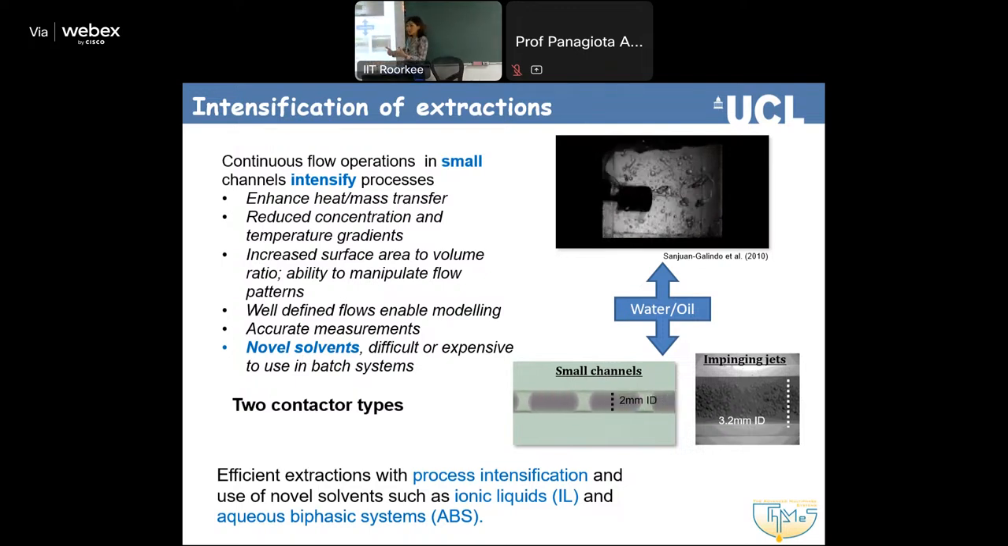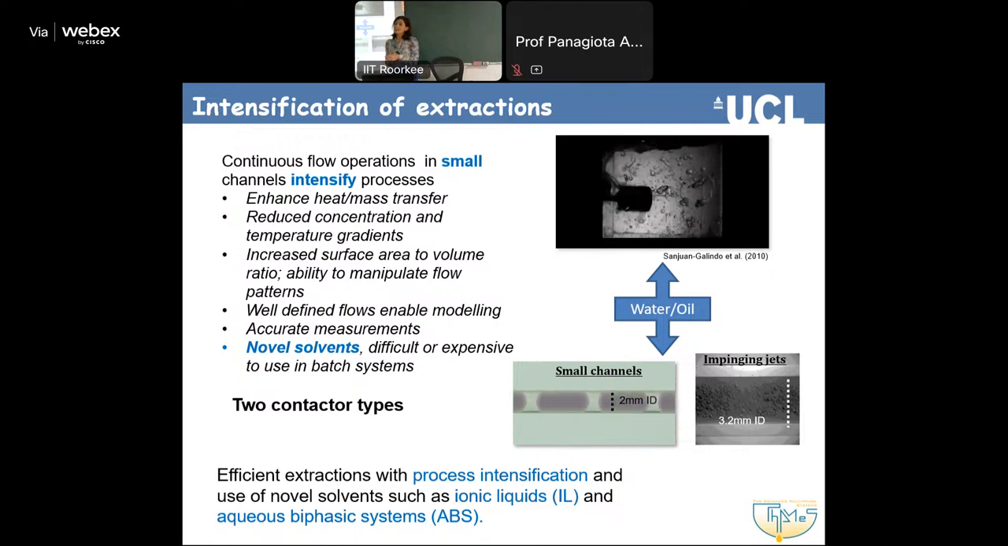What I will be looking at, and these are two systems that people have been doing a lot of work on, is how we can intensify separations working in small channels in Taylor flow. This is Taylor plug flow, segmented flow, but also a different type of unit we are using, which is impinging jets. And I will discuss that a bit more in the context of scale-up as well.